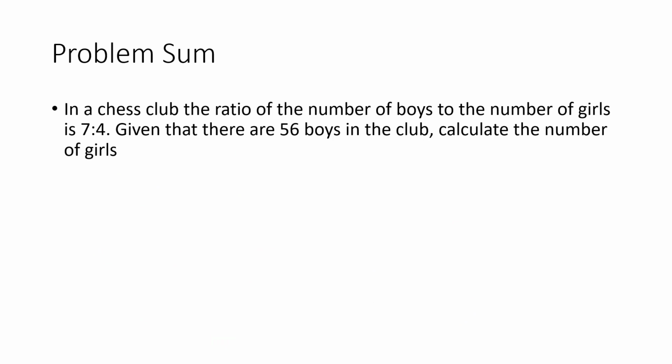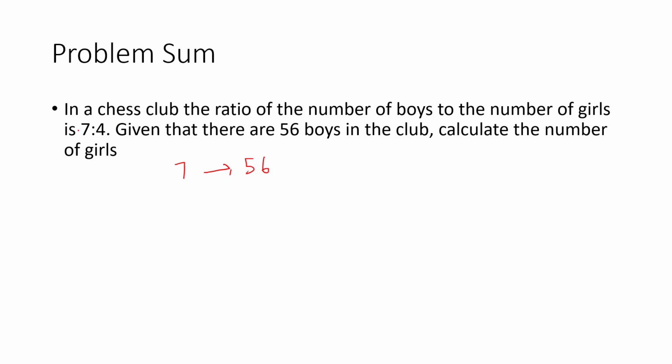Now let us look at some problems. In a chess club, the ratio of the number of boys to the number of girls is 7 is to 4. Given that there are 56 boys in the club, calculate the number of girls. So this is a primary school type of question. Now, in primary school, you might like to write 7 is to 4, 56. Now, you shouldn't be representing it like this. In secondary school, you kind of learn algebra already. So let's replace this with equal.